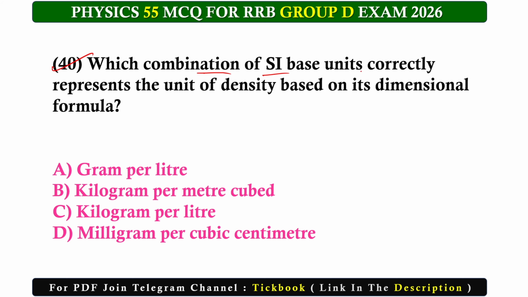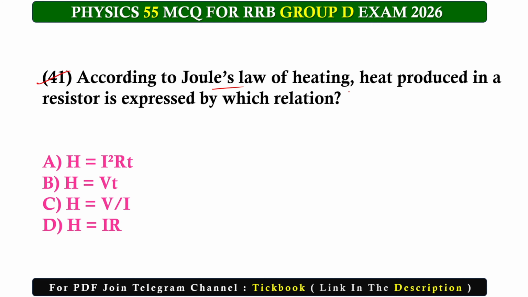40. Which combination of SI base units correctly represents the unit of density based on its dimensional formula? Option number B, kilogram per meter cubed. 41. According to Joule's law of heating, heat produced in a resistor is expressed by which relation? Option number A, H is equal to I squared R T.